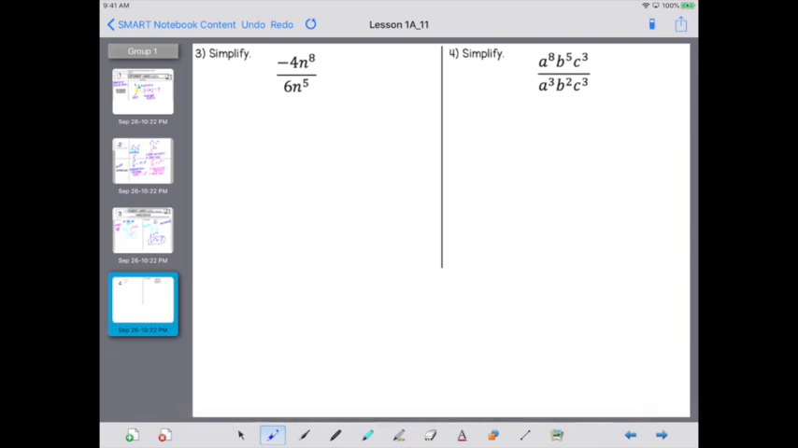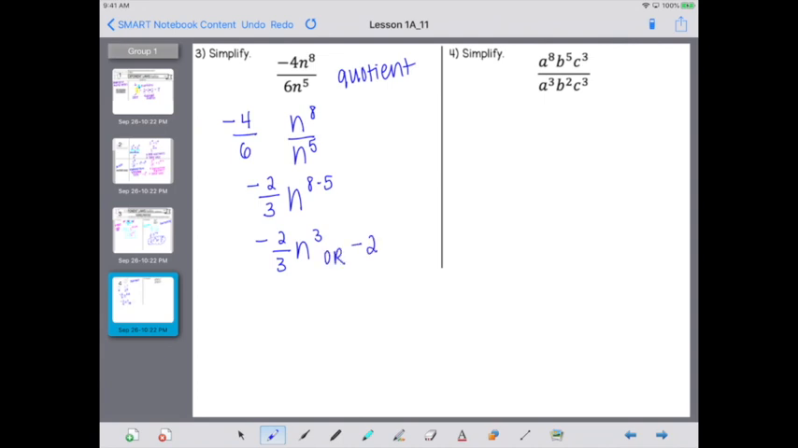Okay, so number 3 is a quotient rule. I personally separate my coefficients out as a fraction. I can simplify them later. I have n to the 8th power over n to the 5th. I know this is going to become n to the 8 minus 5. Negative 4 over 6 simplifies to negative 2/3. So negative 2/3 n to the 3rd power. Again, I can rewrite this as negative 2n to the third over 3. These all work.